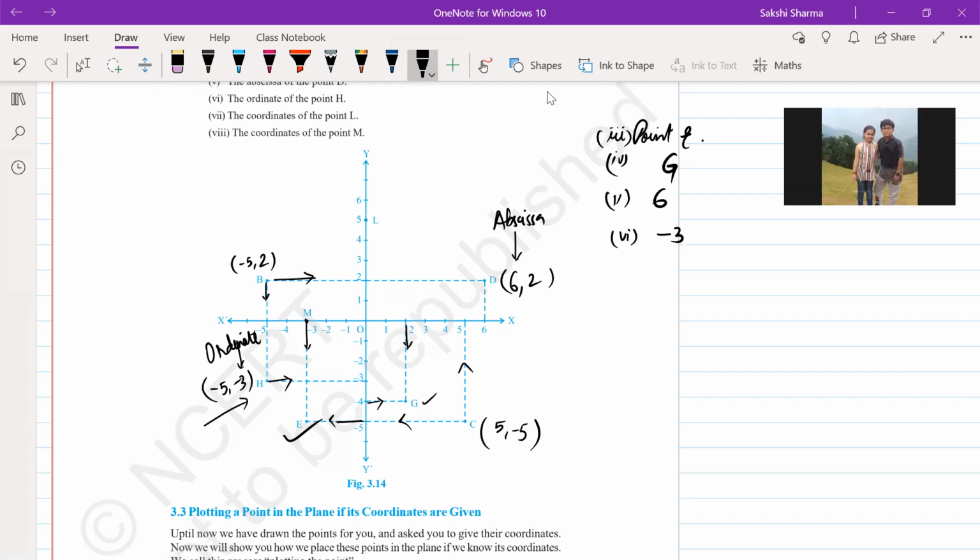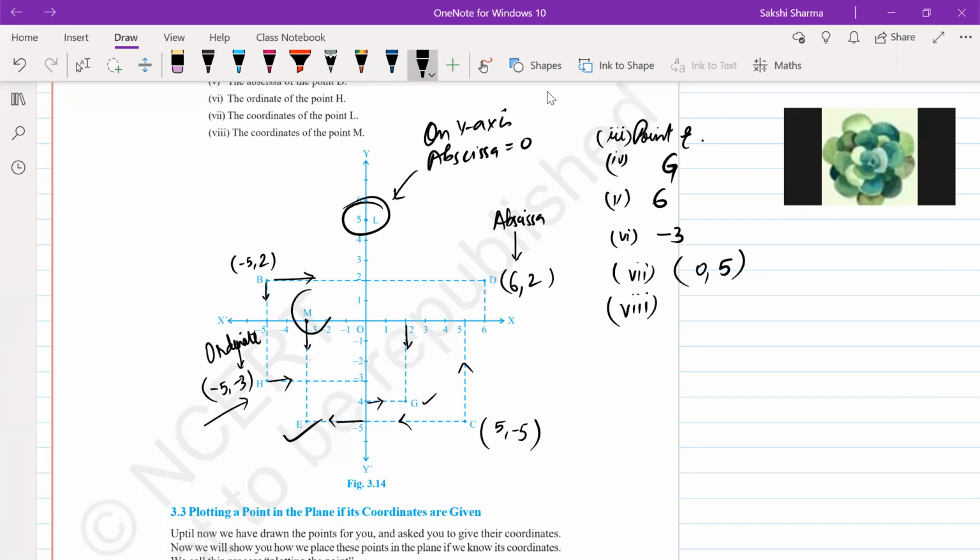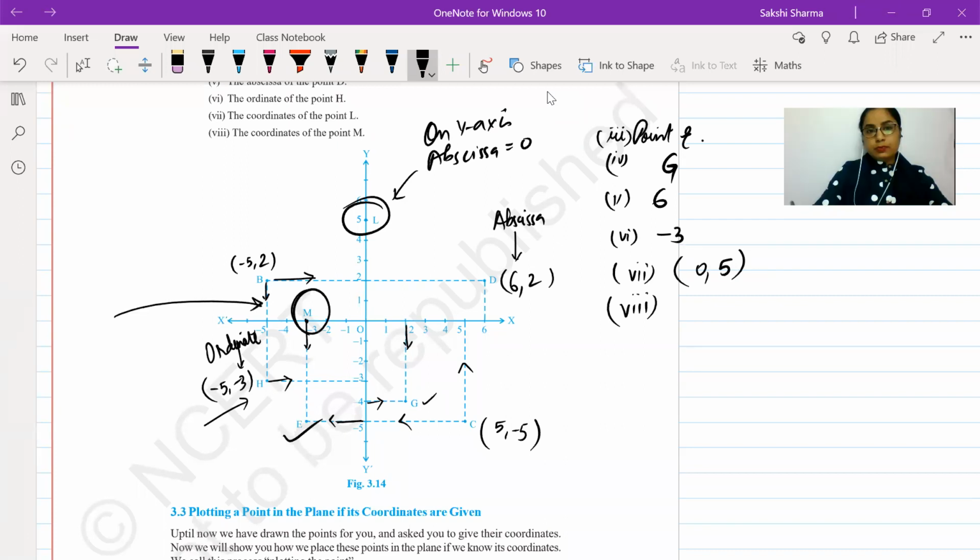It's 0 and 5, right here. It's on the y-axis. Therefore, the abscissa is going to be equal to 0, and the reading from the y-axis is 5. The coordinates of point M: -3, comma 0. This point is on the x-axis, so its ordinate will be equal to 0.